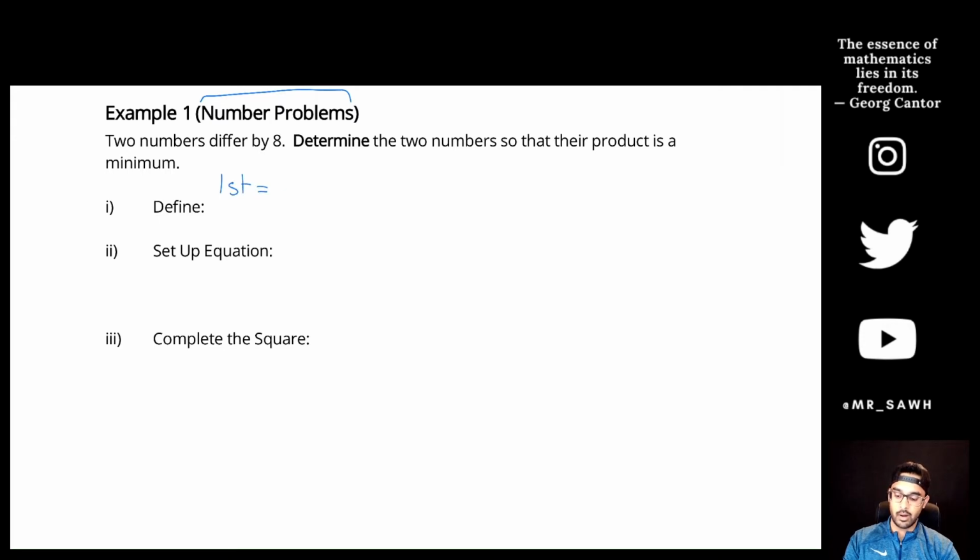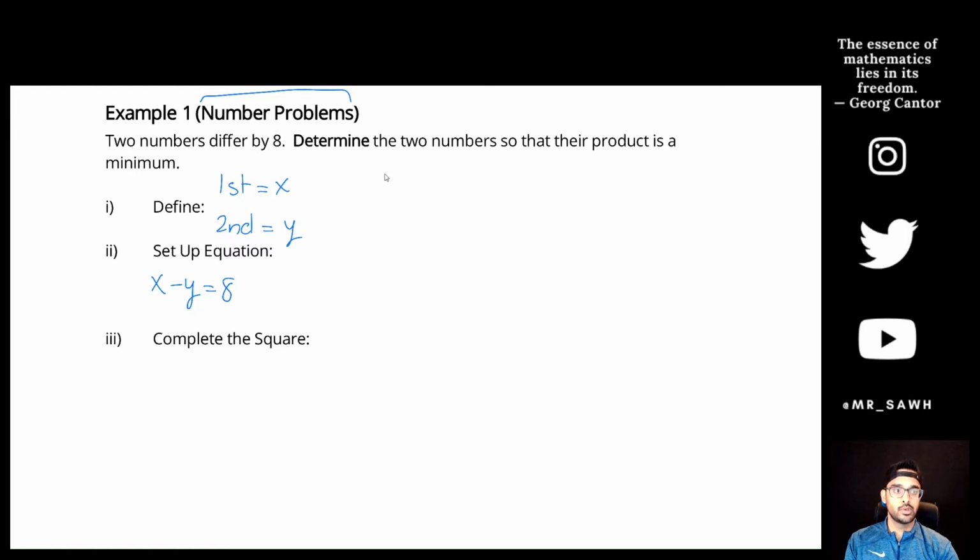So the first number I'm just going to call x. The second number I'm going to call y. Right? Two different variables to define this because I really don't know anything about the numbers. All I know is that if I subtract them, I have to get 8. Now the order you do this subtraction doesn't matter because I don't know what the numbers are. So if I do x minus y is equal to 8, well, that says two numbers differ by 8.